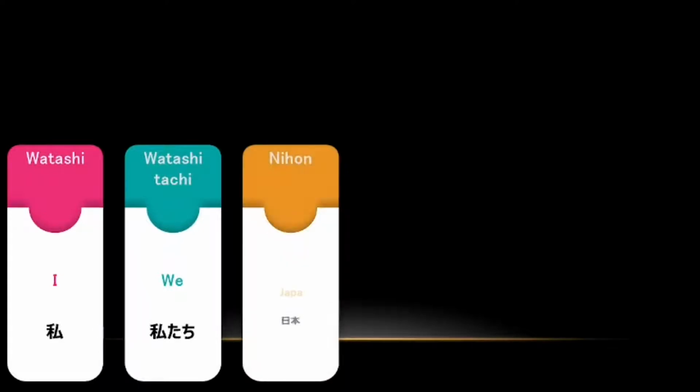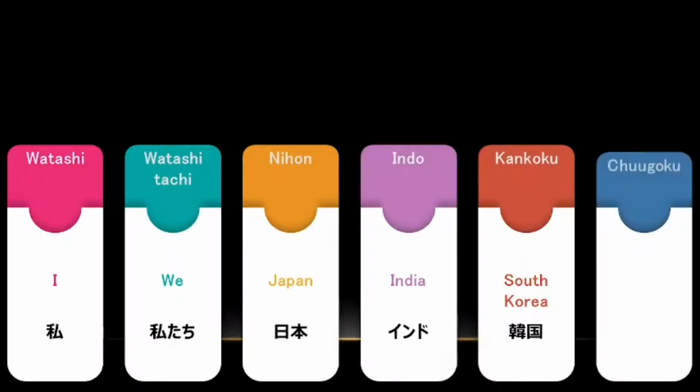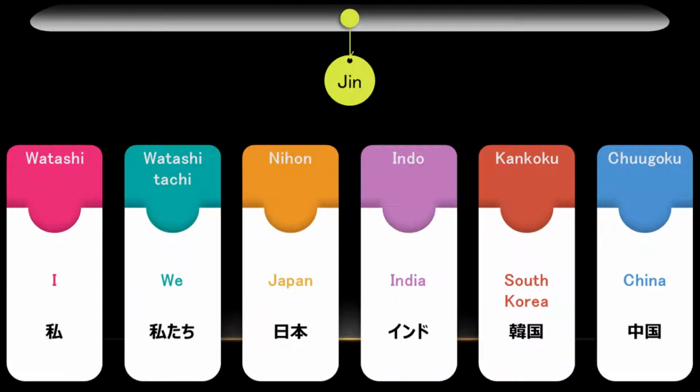Next, let us see some of the countries and how they are pronounced in Japanese. Nihon is Japan, Indo is India, Kankoku is South Korea, and Chugoku is China. The next word is jin, which means person or people. It is used to denote a person's nationality or race. To express your nationality, just add jin as a suffix to the name of your country. And this rule works for all nationalities.